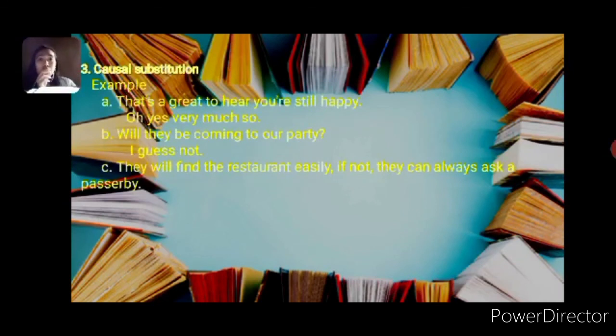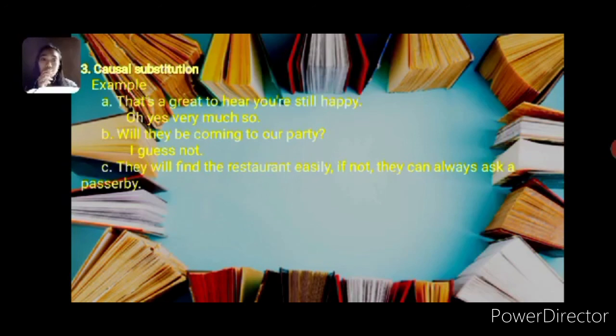Clausal substitution, or the replacement of a clause. For example, that's great to hear you're still happy. Oh yes, very much so. So here, the word so substitutes for the clause you're still happy.